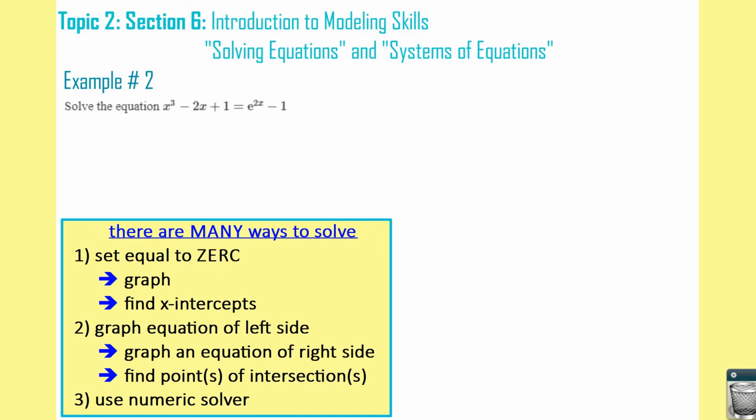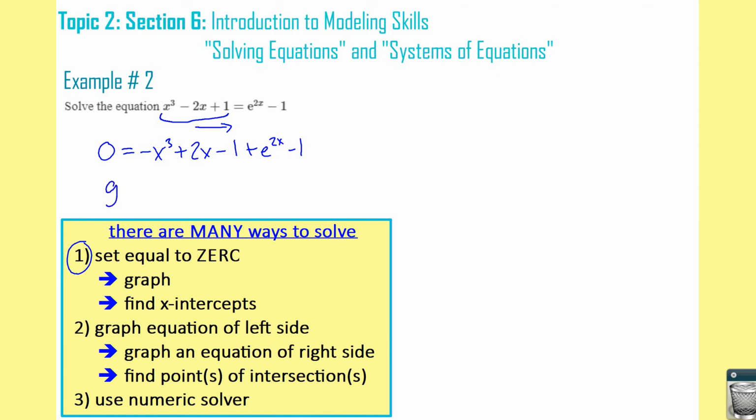Okay, so in topic 2, section 6, they do the introduction to modeling skills. So where we use systems and equations to model real-world examples, okay? So again, just to recap the solving part in topic 1, well here we can solve this equation. We can set the whole thing equal to 0, meaning, here, let me write it all out. So for this one, we literally move everything over to the other side. So we get 0 equals negative x cubed plus 2x minus 1 plus e to the 2x minus 1. We plug that into our calculator.